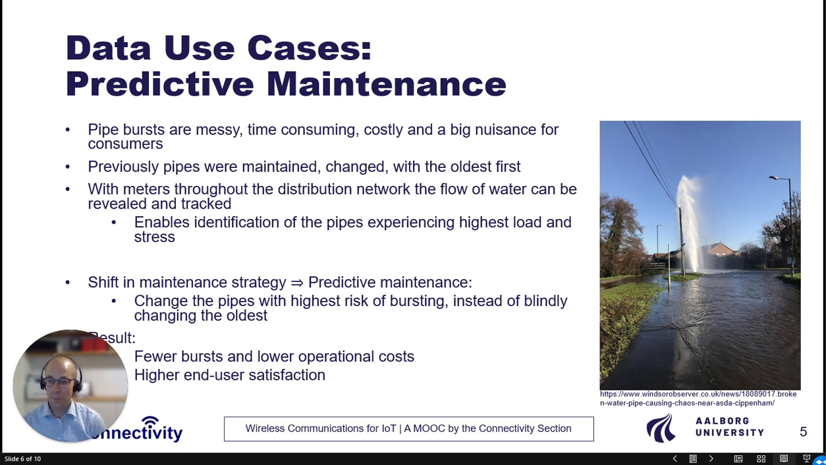Pipe bursts, like the one in this picture, are something utilities seek to avoid. As you can imagine, they are quite costly, not only due to the amount of water that is spilled, but also due to the damages it causes to roadwork, to buildings nearby, and so on. The risk of bursts tends to increase with the age of the pipe, so utilities have previously maintained their distribution network on a first in, first out basis. They simply have been replacing the oldest pipe segments first.